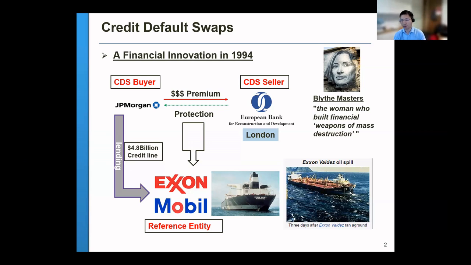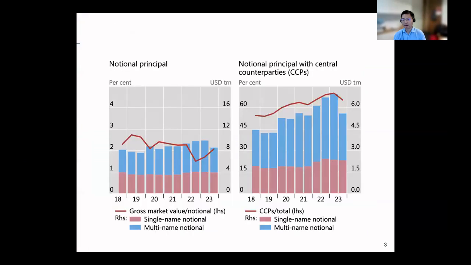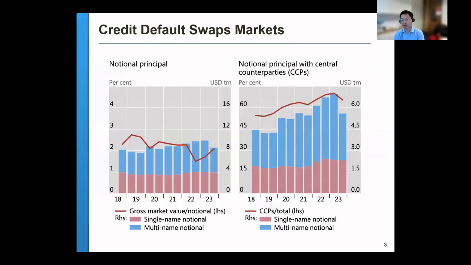There is also some criticism about the CDS. For example, this is the size of the CDS market. After the subprime financial crisis, the size of the CDS market reduced. But if you look at the total amount of notional principal, it's still pretty big, around $8 trillion. If you look at the notional principal with the central counterparties traded in the CCP, it's still above 6 trillion. It's not a small market for sure, although it was relatively larger before 2008.